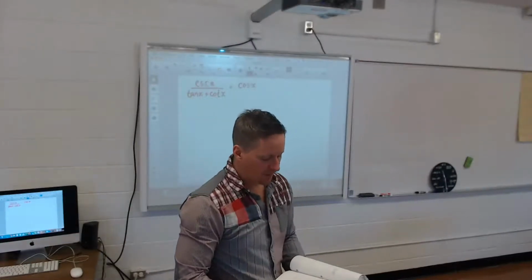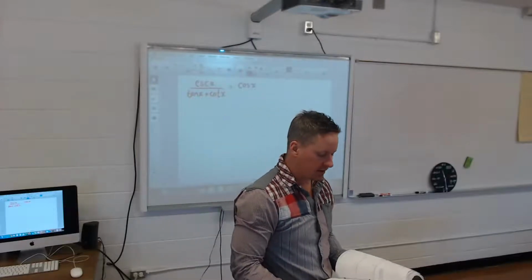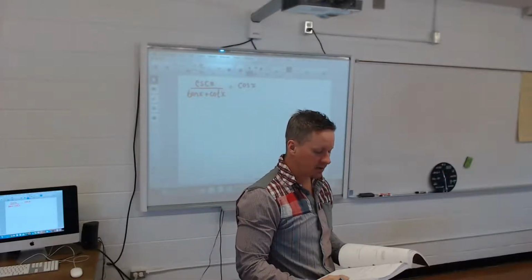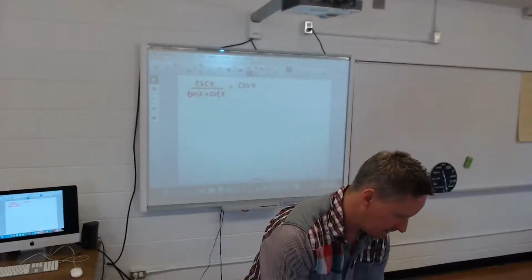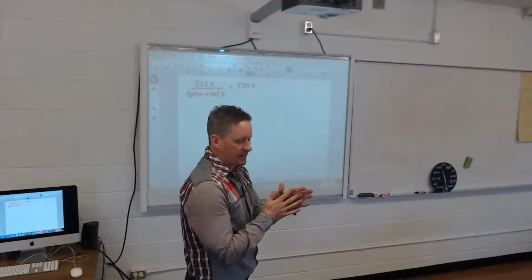So it wants us to verify that the equation cosecant x over tan x plus cotan x is equal to cos x is true for 60 degrees and pi over 6. All right, I'm going to do something different.